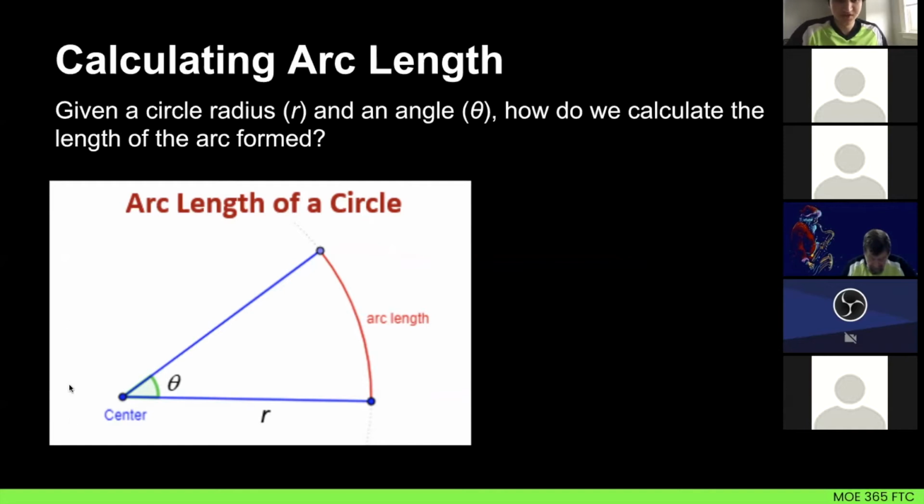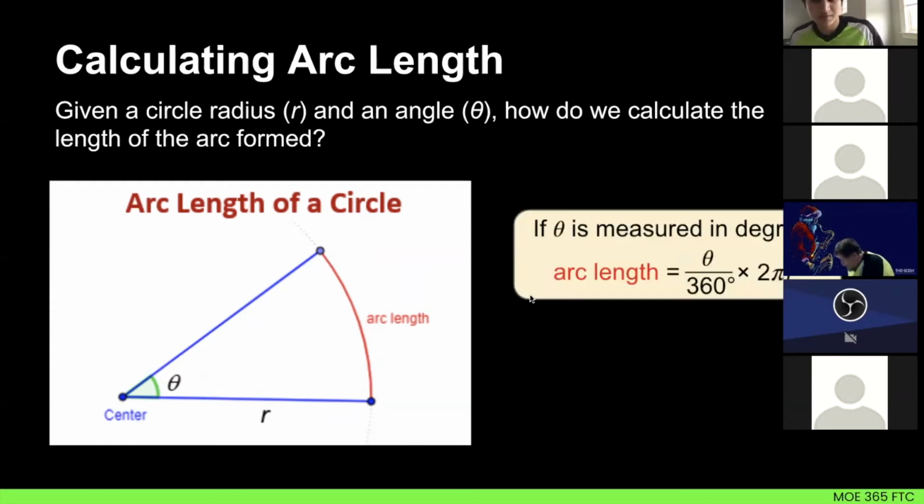In other words, given a circle radius r and an angle theta, we know the length of the radius of the circle and the angle theta shown in green. How do we calculate the length of the arc formed? How do we calculate the length of this red line?